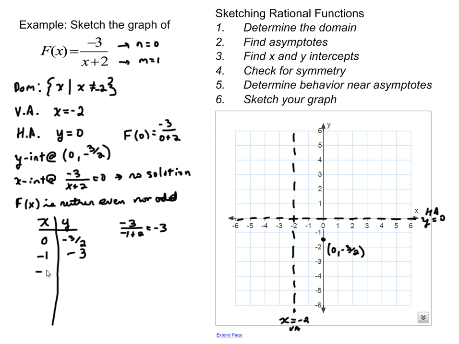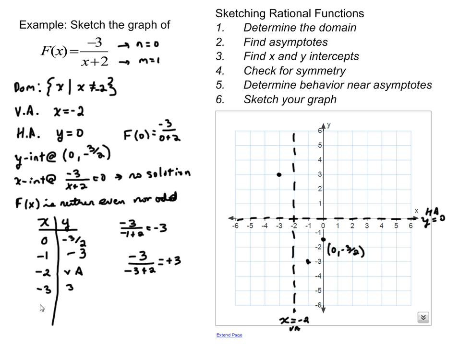I know what happens at -2. I get a vertical asymptote. So, -2, -3. Let's see what happens at -3. Well, at x equals -3, we're going to get -3 divided by -3 plus 2. That's -3 over -1, or +3. So this graph passes through the point -3, 3.